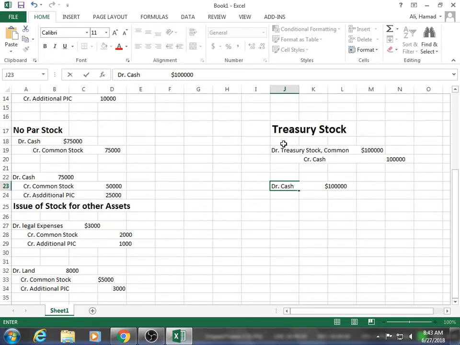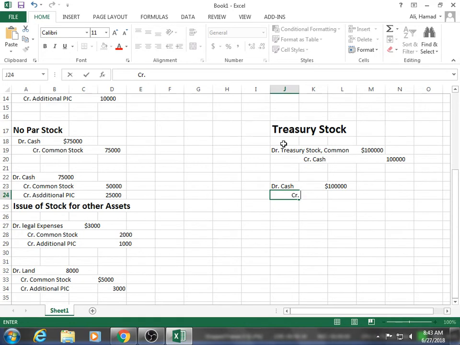Right. And we're going to credit. What do we credit? Treasury shares. Since they are not making any money on this case, because it cost them 50 when they bought it back, and now they're selling it for 50. So there is no PIC at this time.